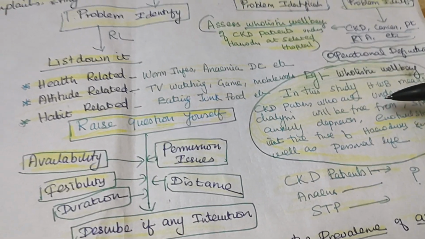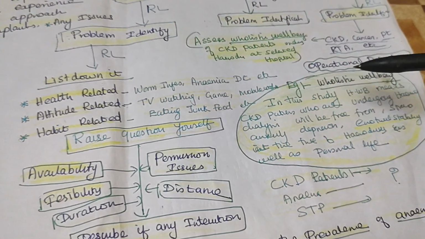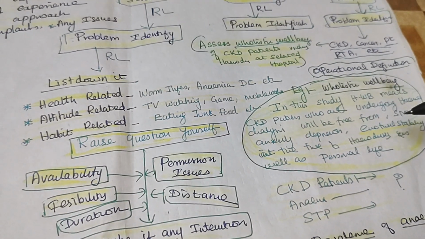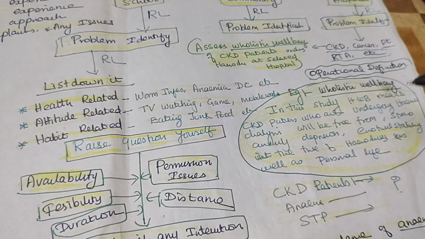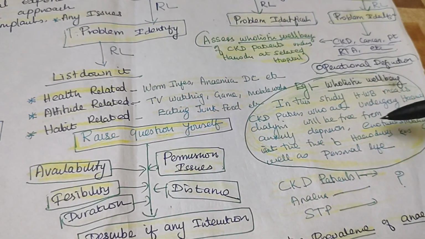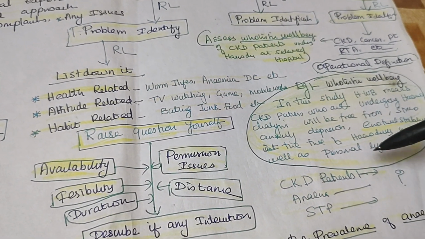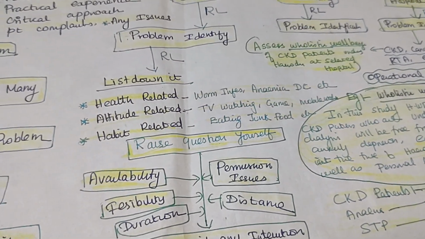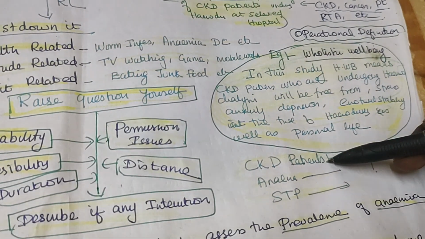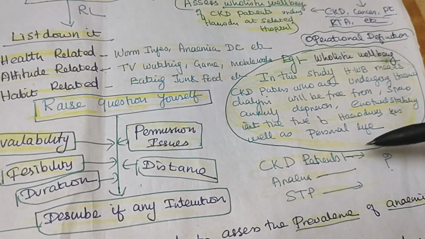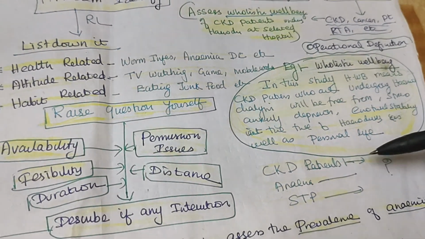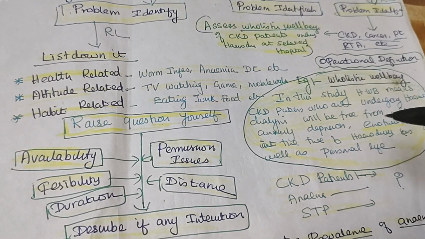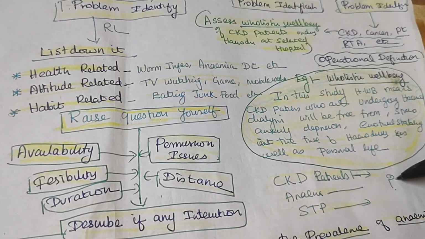What is holistic well-being? In this study, holistic well-being means the chronic kidney disease patients who are undergoing hemodialysis will be free from anxiety, depression or emotional problems due to the hemodialysis, during the time of hemodialysis as well as in their personal life. That is called holistic well-being, right or not? Then you can define what is a CKD patient. In my study, a CKD patient means the patient who is coming, at least undergoing not peritoneal dialysis, only hemodialysis for more than 1 year. Like that you have to define.